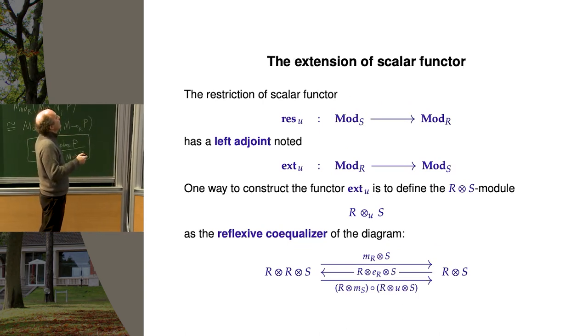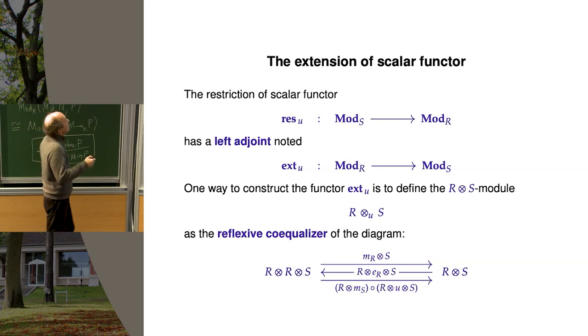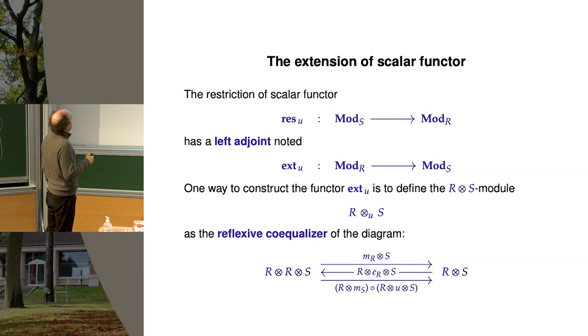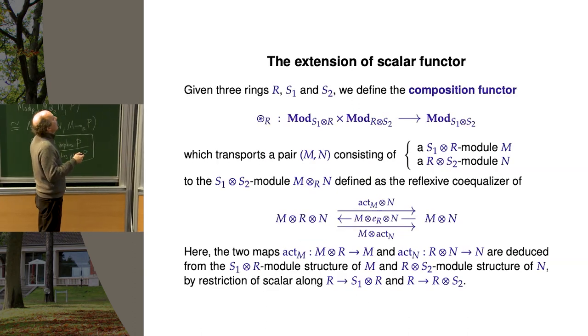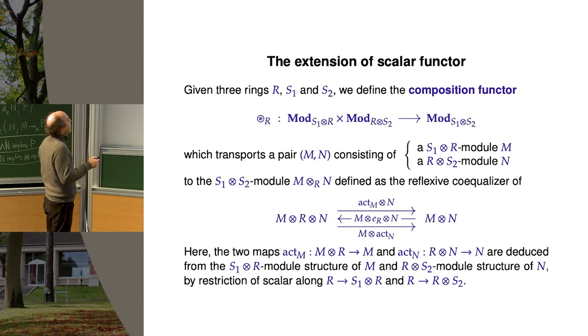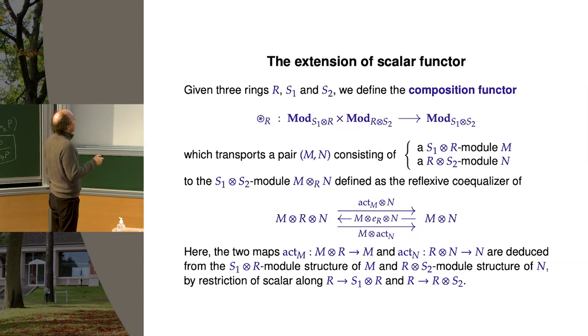But the fibration is also a bifibration, because we can construct a left adjoint to the restriction. One way to do that is to associate to the homomorphism of rings an RS bimodule that I write like this, which is a reflexive coequalizer of this diagram. So it's an R-S bimodule that we will then use with the composition of bimodules, which is the usual way, given an S1-R bimodule and an R-S2 bimodule, to get an S1-S2 bimodule, defined as a coequalizer. This is the coequalizer of these two maps here.